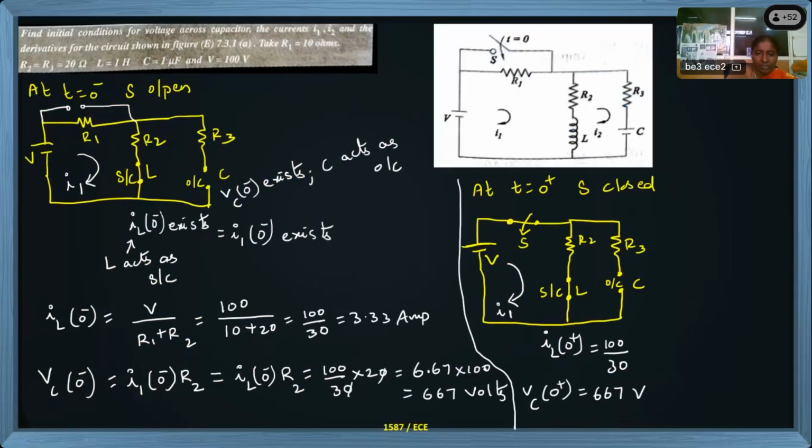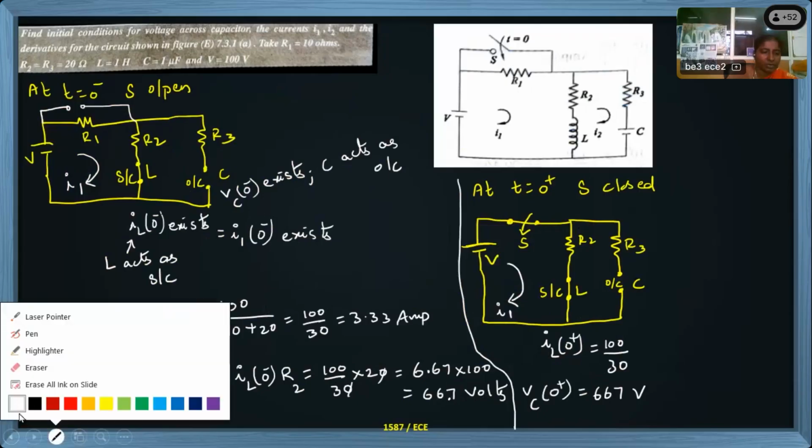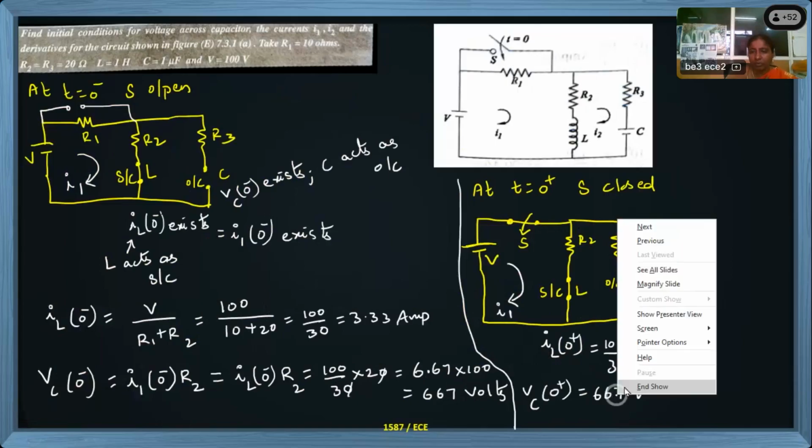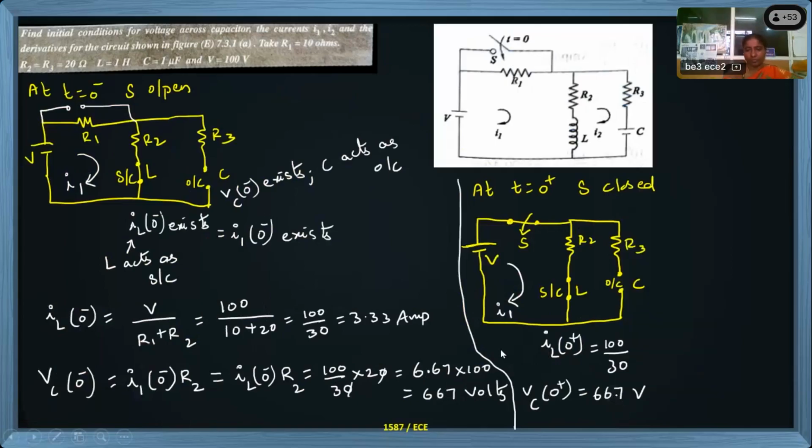This is 0.667 into 100, so 66.7. Okay, the value is 66.7. The simplification I had done was wrong. It is 66.7 volts.